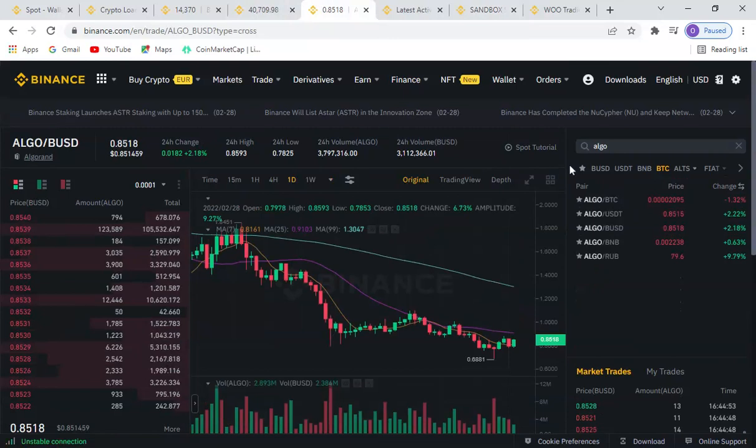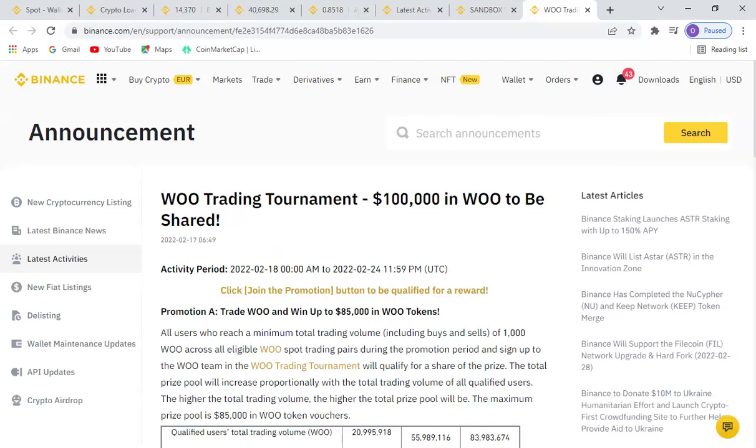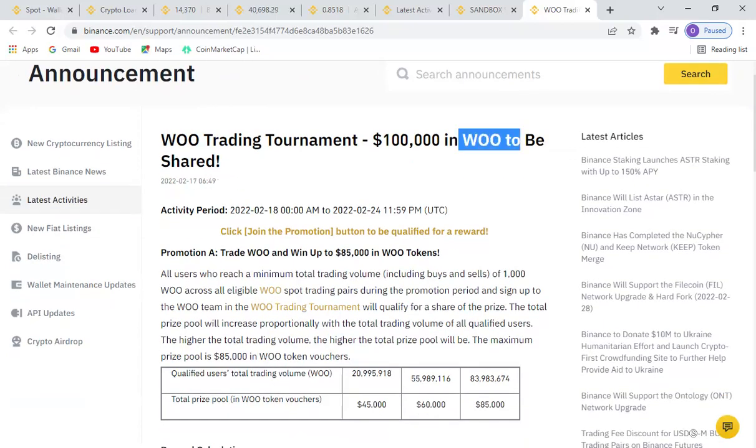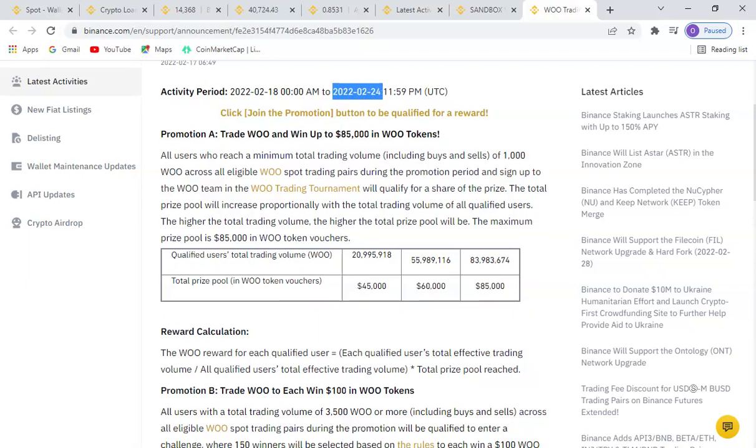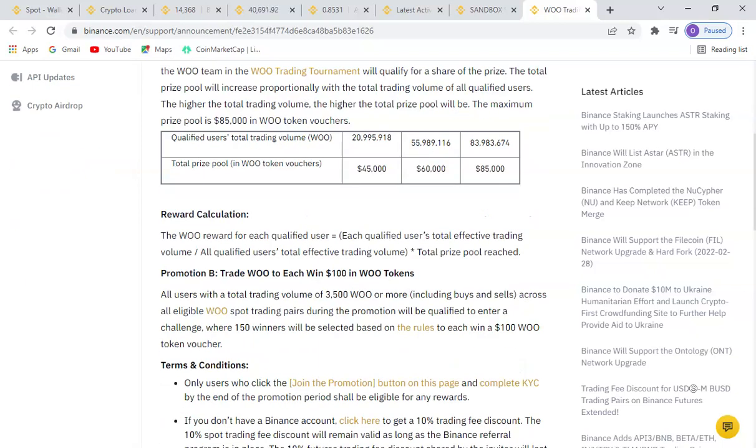A user who needs cash can also go over to the Binance platform and request for a loan facility and use this facility or this crypto loan and go to the P2P section, sell this particular loan facility and use it as cash. We also have the Woo trading tournament for $100,000 in Woo to be shared among users. A promotion, all you need to do is to trade Woo and you get a chance to win up to $85,000. This project ended at about February 24.